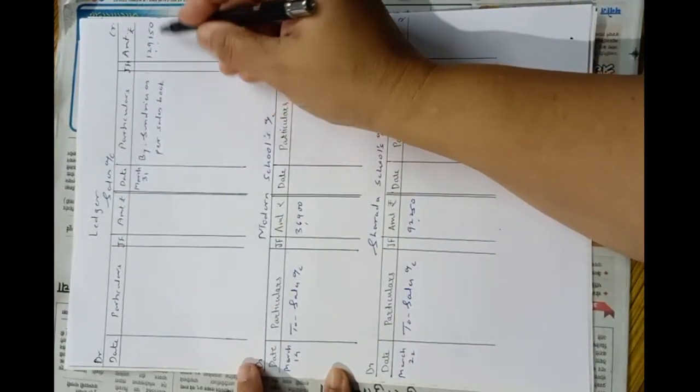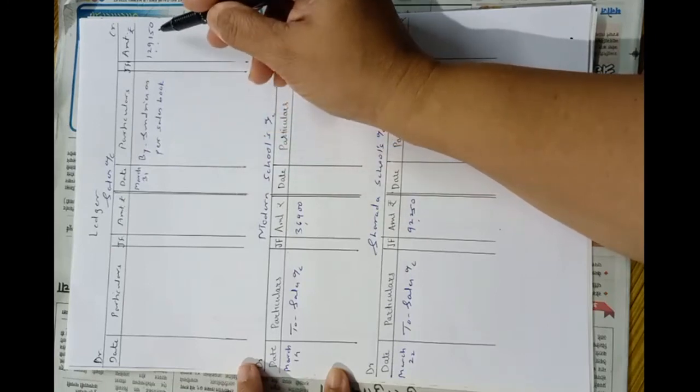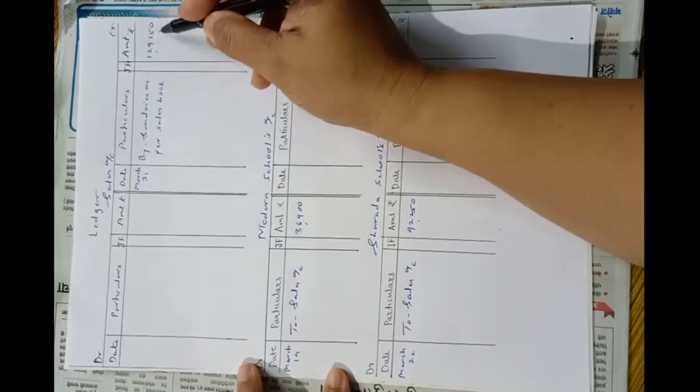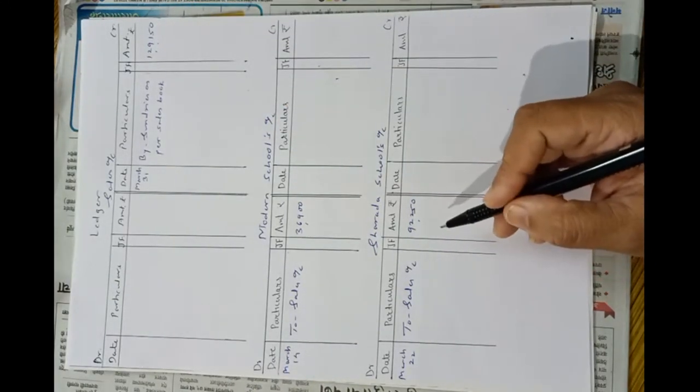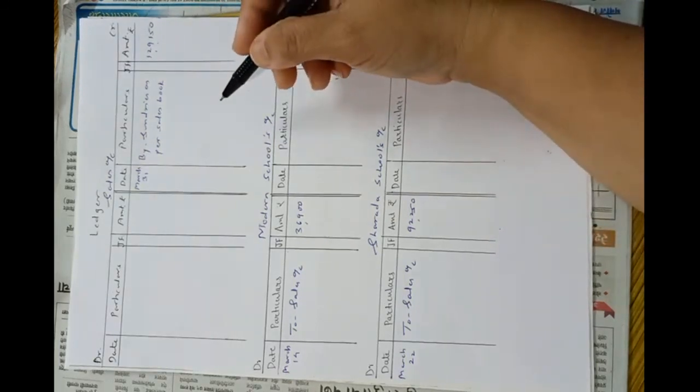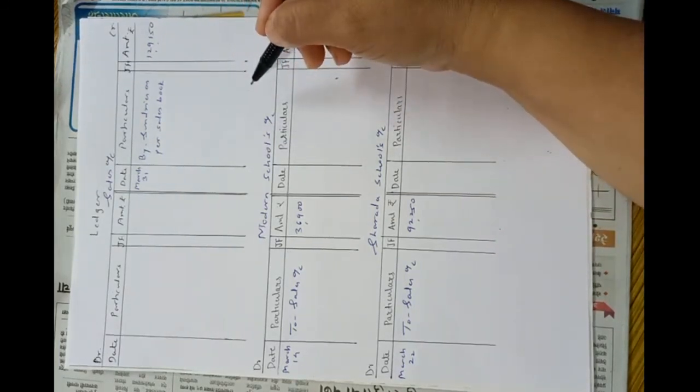The second posting will be on the credit side of the sales account, which is included in this sundries as per sales book, and the amount is included in 1,29,150. In this way we have to make posting of every entry into the ledger from the sales book. Now you have to tally these ledger accounts and calculate the balance carried down and brought down. Do the needful. We will see the next problem of the detailed sales book, that is the entries with GST. Okay, that's all.